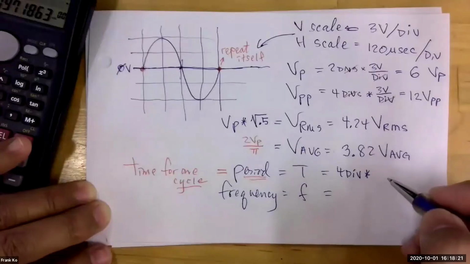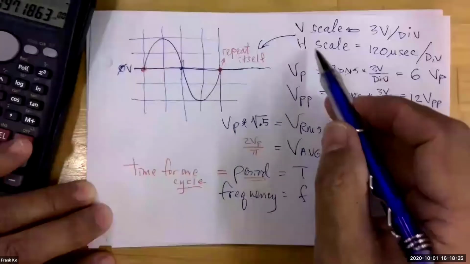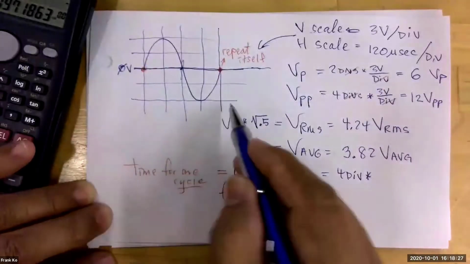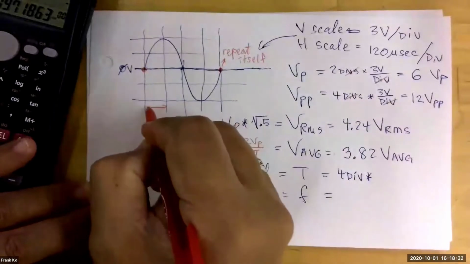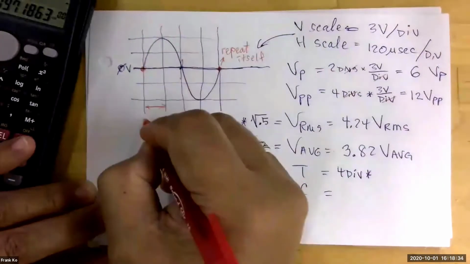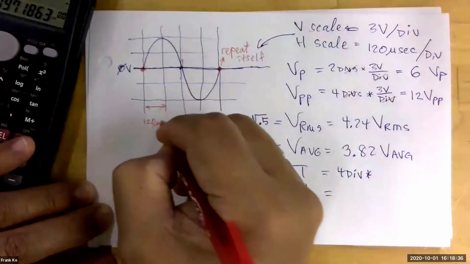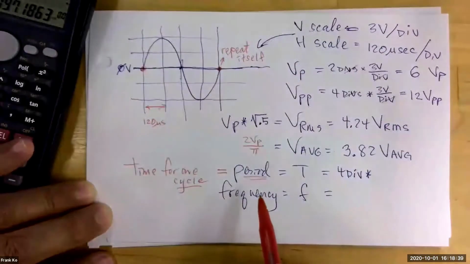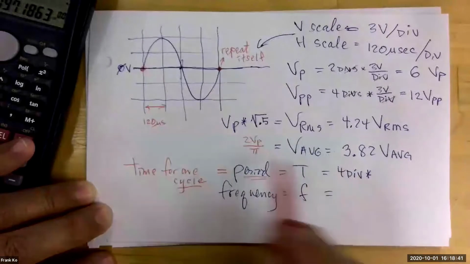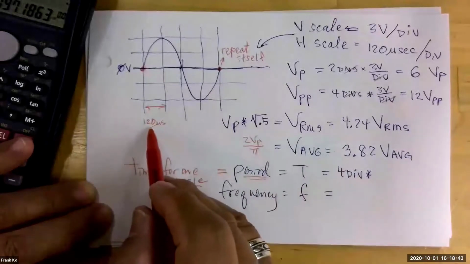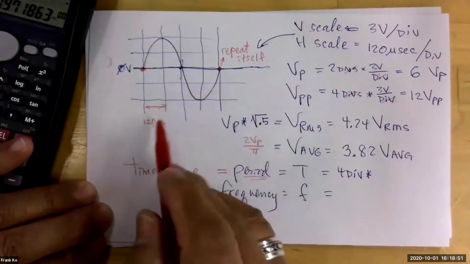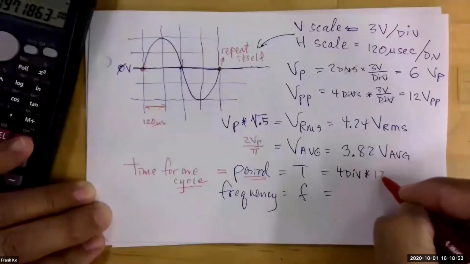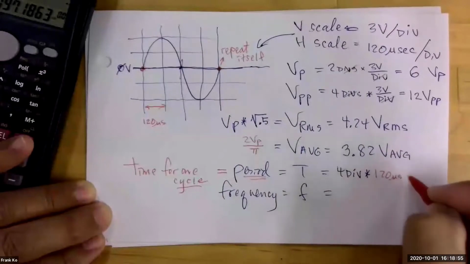By the H scale. Yes, because the horizontal scale tells us how much each of these blocks is worth horizontally. So that means one of these divisions, you multiply by the H scale, 120 microseconds. So what I'm going to do is take 4 times the 120 microseconds. Is that what you're suggesting? Yes, since there's 4 squares. Okay, so we will go ahead and multiply by 120 microseconds.